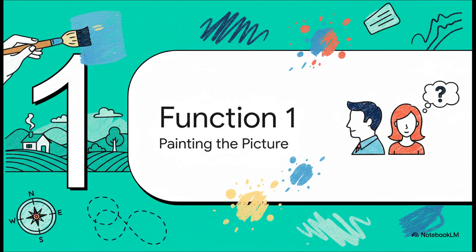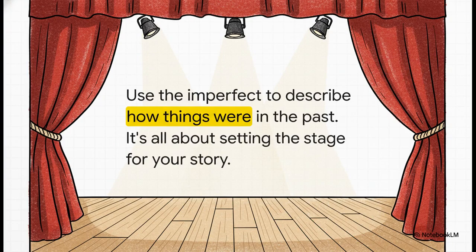So what's its first job? Simple, painting the picture. Before you can jump into all the action, you've got to set the scene. And the imperfect is, well, perfect for describing the people, the places, and the situations that make up the whole backdrop of your story. The rule here is incredibly simple, but so powerful. If you want to describe how things were, not what they did, but what they were like, you're going to use the imperfect. It is all about setting that stage.